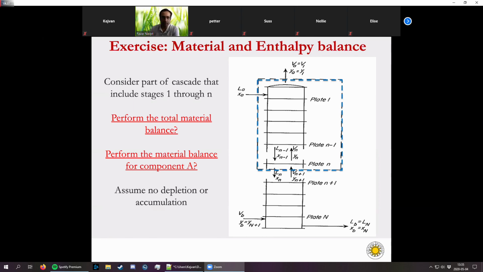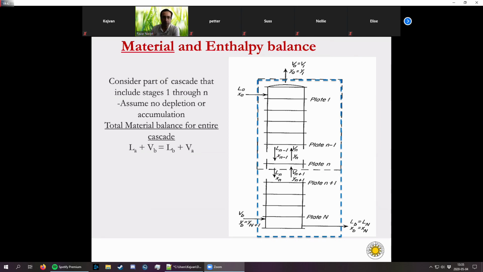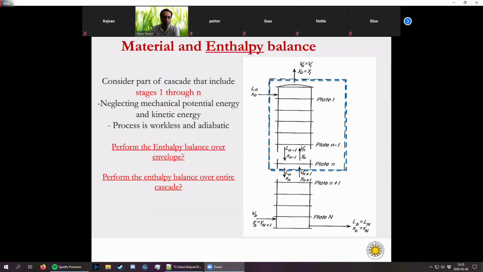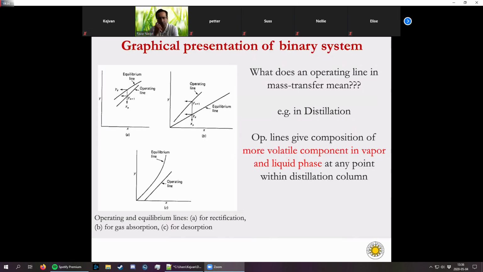And I think you have already worked with the material and enthalpy balances in gas absorption. So this is the same way that you do the total material balance and also the energy balance around this particular equilibrium stage system, right? So I think you can perform these enthalpy and material balances by yourself, right?